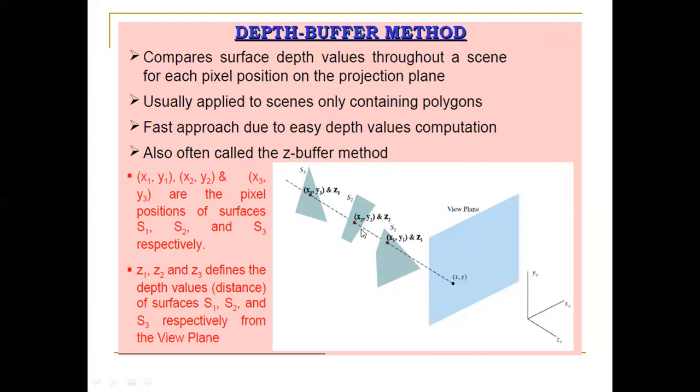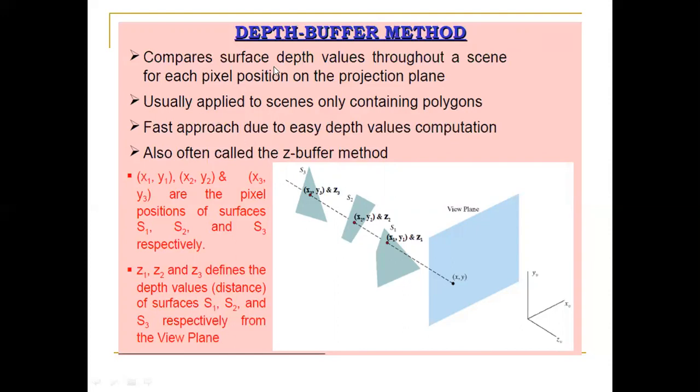If I take x2, y2 and z2, it is a little bit far from the view plane. One more surface I have is x3, y3 and z3, which is still far from the view plane. So like this we are calculating the depth, how far it is. If it is very far, that means it is an invisible face or a back face, so we have to remove that. If the depth is less, then that particular surface is a visible surface.